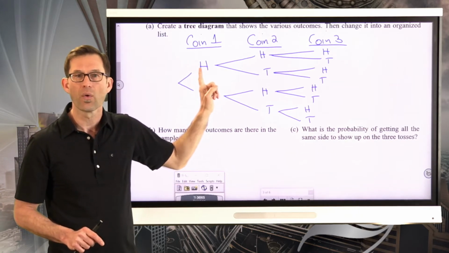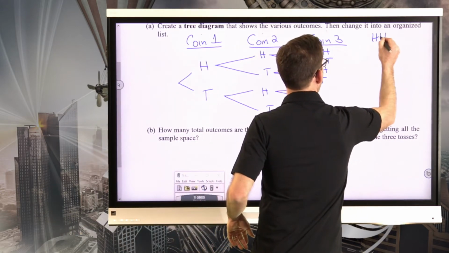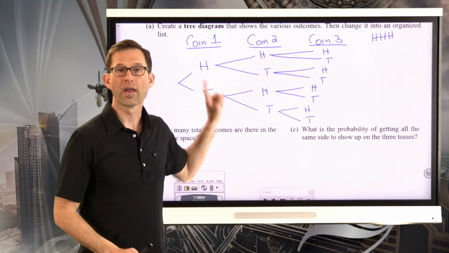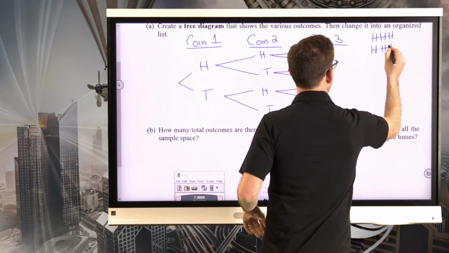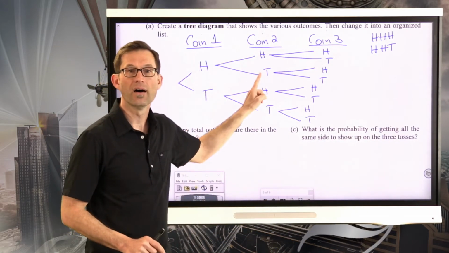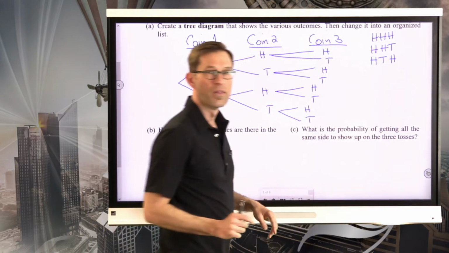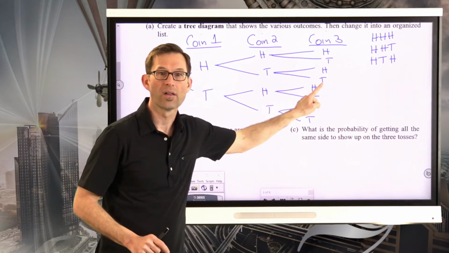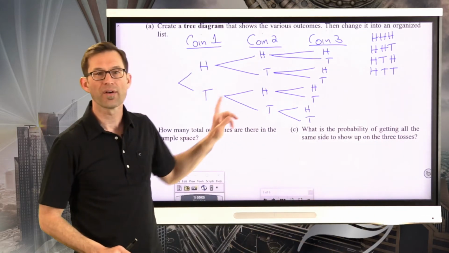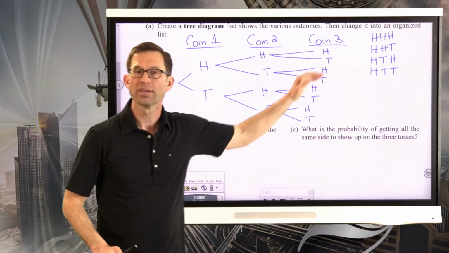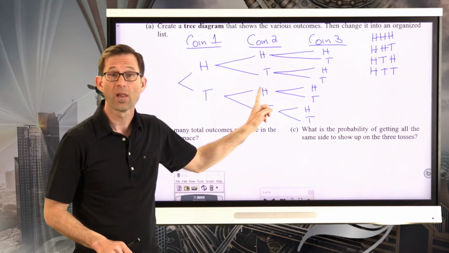Let's start with a head on coin 1. I can have a head, and a head. Then I could have a head, and a tail. Then I could have a head, a tail, and a head. Then I could have a head, a tail, and a tail. Now, by the way, I'm listing these, but it's okay if I started down here. It wouldn't matter. I just need to get them all listed in an organized list. Then I could have a tail on the first one, a tail, a head, and a head.